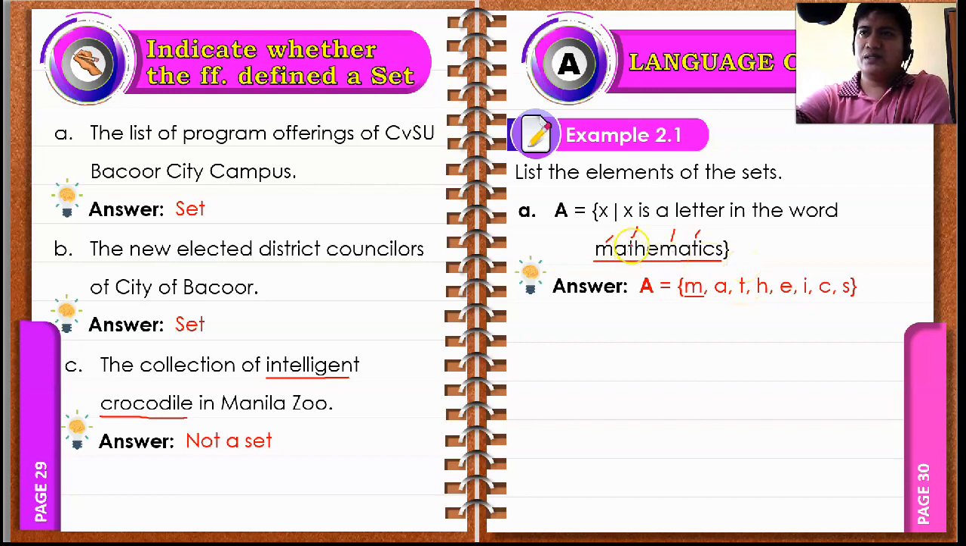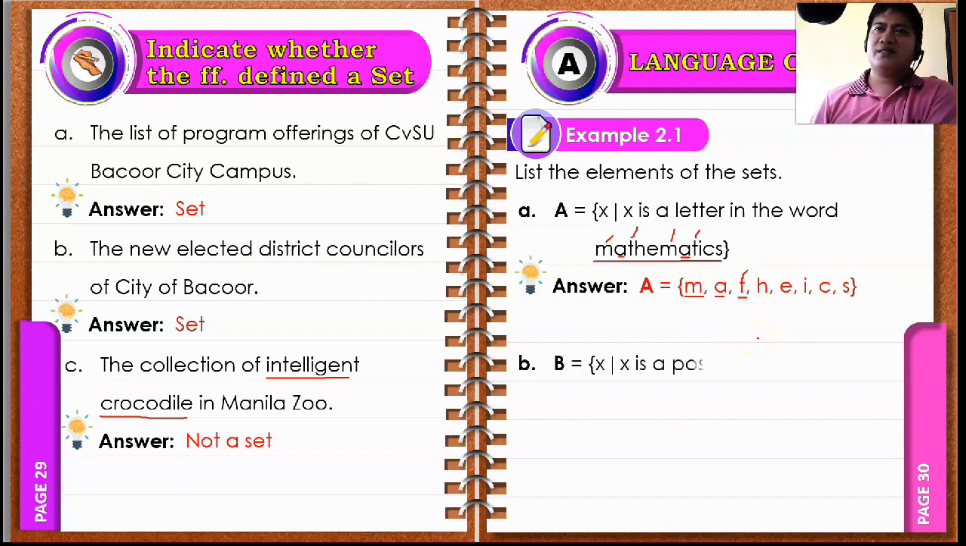So M and T will be written only as 1. Take note of that. Therefore, the set A is equal to M, A, T, H, E, I, C, S. Same also with the letter A. Letter A appeared twice, so you only need to write it once. Okay? So that's it.